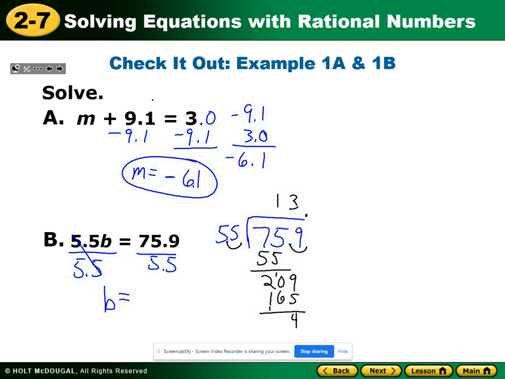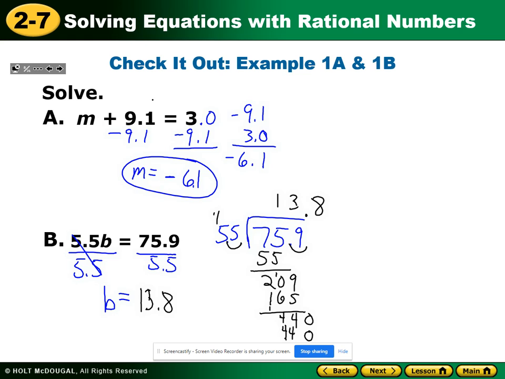9 minus 5 is 4. 10 minus 6 is 4. 44, 440. Well, that happens to go 8 times. 8 times 5 is 0 with a 4 here. 8 times 5 is 40. That's 440. Our answer is 13.8. 55 worked pretty easy for me.